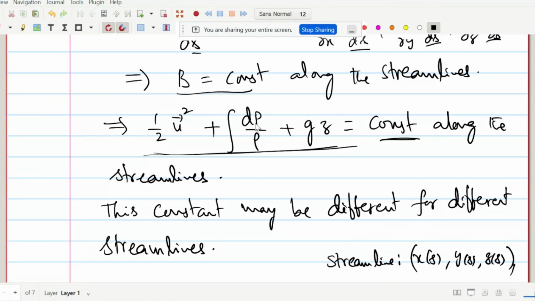What it says is that if rho is a function of p, then you can evaluate this integral dp by rho. There is nothing vague here. You always consider the simplest case where rho is constant, so the second term becomes p by rho. So half u square plus p by rho plus g zeta is constant. What you did is integrate the whole momentum equation.